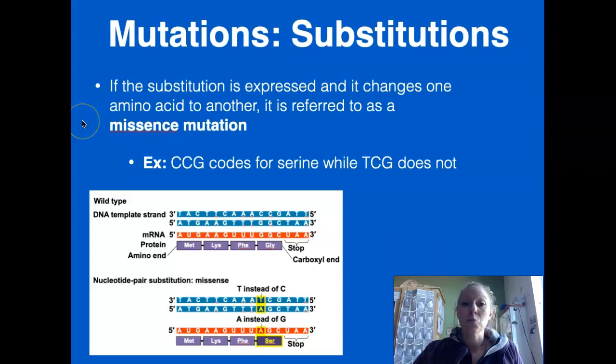If the substitution is expressed and changes an amino acid, then we call it a missense mutation. So for example, let's go back to our sequence here. It was CCG ATT. Now it's TCG ATT, so a T instead of a C, and that changed the amino acid to serine. And serine is a different amino acid, and that's going to change the sequence of amino acids, therefore the shape, and therefore the structure.